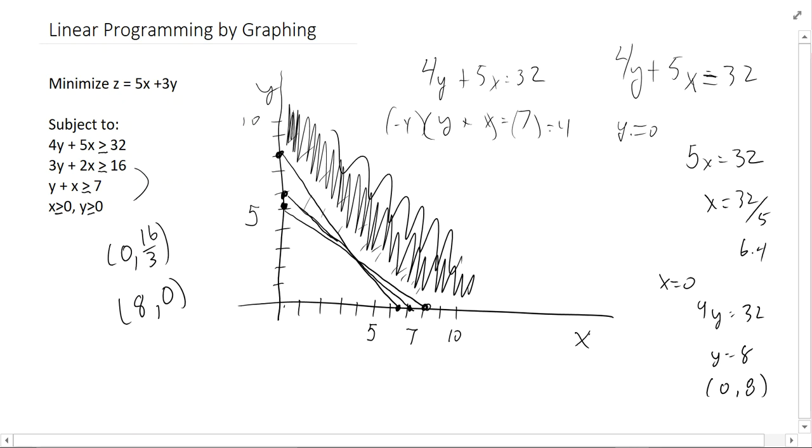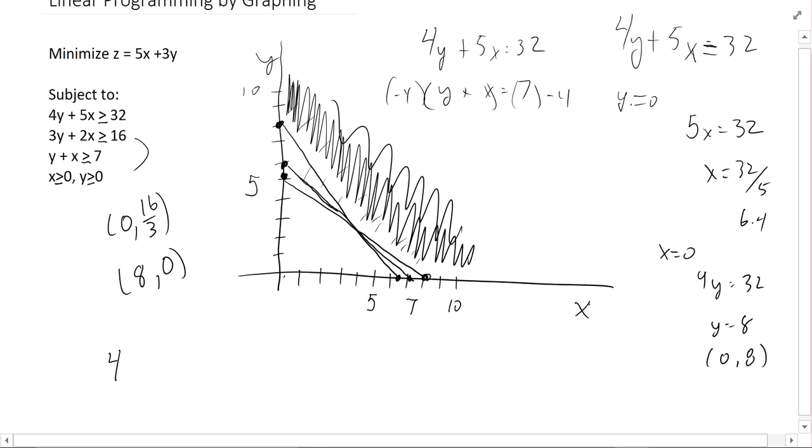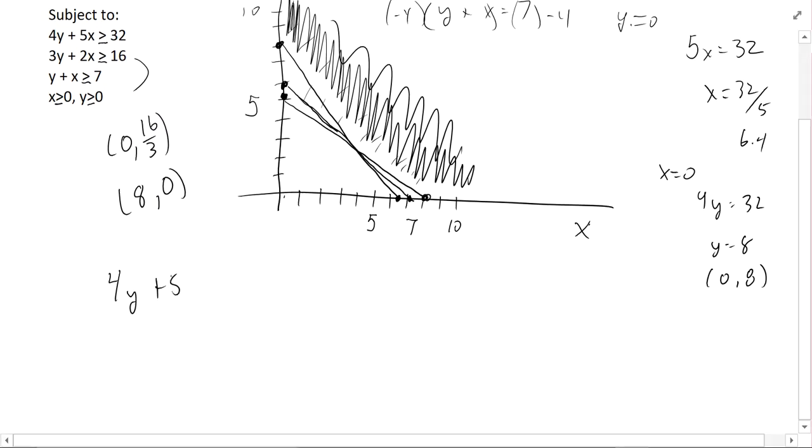So I've got 4y plus 5x equals 32, and minus 4y minus 4x equals 7 times -4, which is -28. If we add those two equations together, we get x equals 4. And if x is equal to 4 and x plus y equals 7, then y equals 3. So it looks like one of these points in here is at (4, 3).